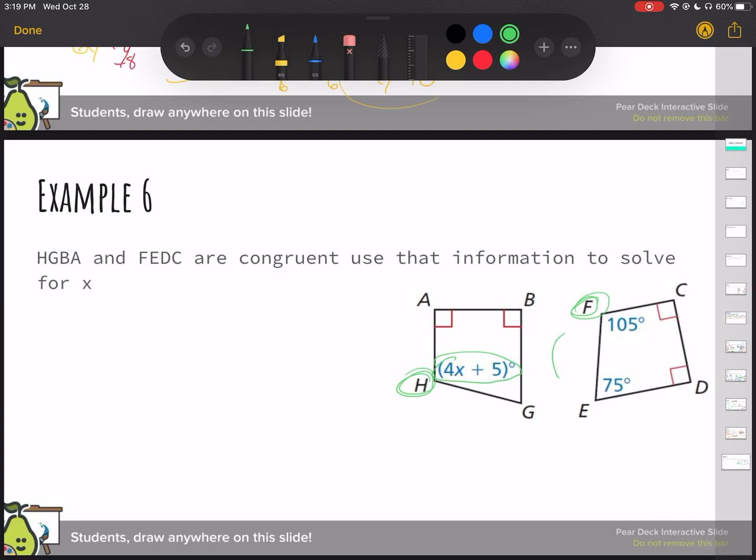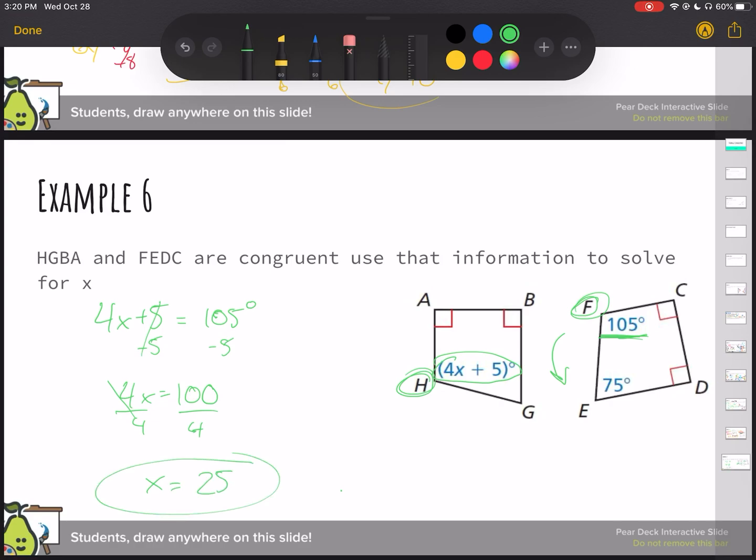So I'm just looking at the picture. It looks like I might have to rotate this 90 degrees in that direction for them to be oriented the same. But we want to use that 105 degrees, right? So I say 4x plus 5 is equal to 105 degrees. That's the geometry. Now I'm using my algebra skills to solve for x. So 4x is equal to 100, and then I divide by 4, and x is equal to 25.